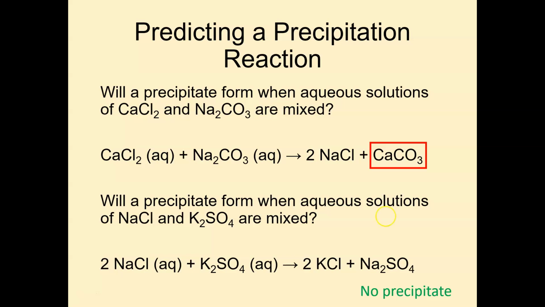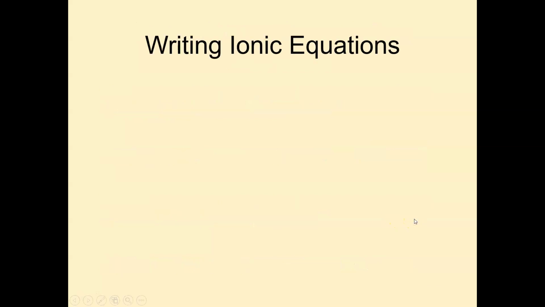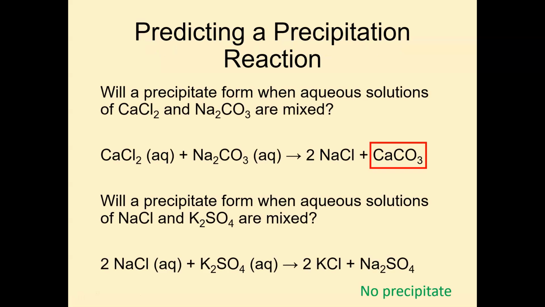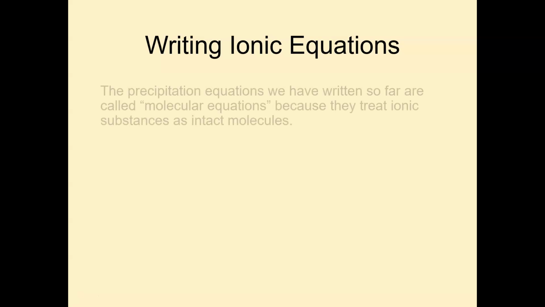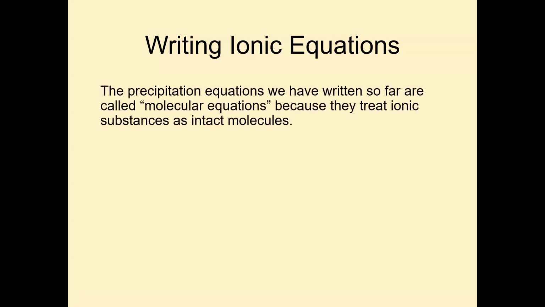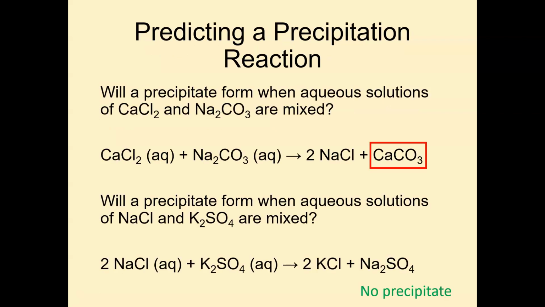Now, the next thing to do is to take that equation that we've written for a precipitation reaction and convert it into what we call an ionic equation. The equations that we have been writing so far, we call them molecular equations, and that may seem counterintuitive because these are all ionic compounds, right? But we are writing them in their associated form.